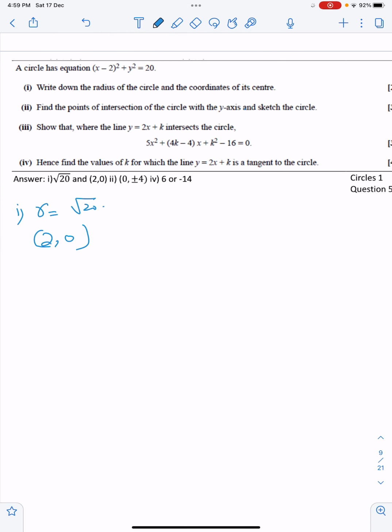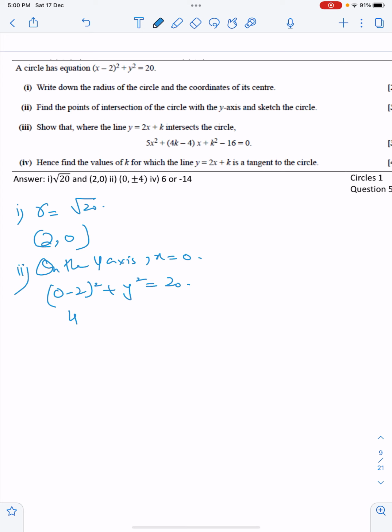The second part says find the points of intersection of the circle with the y-axis. On the y-axis, x is always 0. So I'm going to make x equal to 0 in the equation. (0 minus 2) the whole square plus y square equals 20. 4 plus y square equals 20. y square equals 16. So y equals plus or minus 4. That means the curve touches the y-axis at 2 points, one is positive 4 and the other is negative 4.